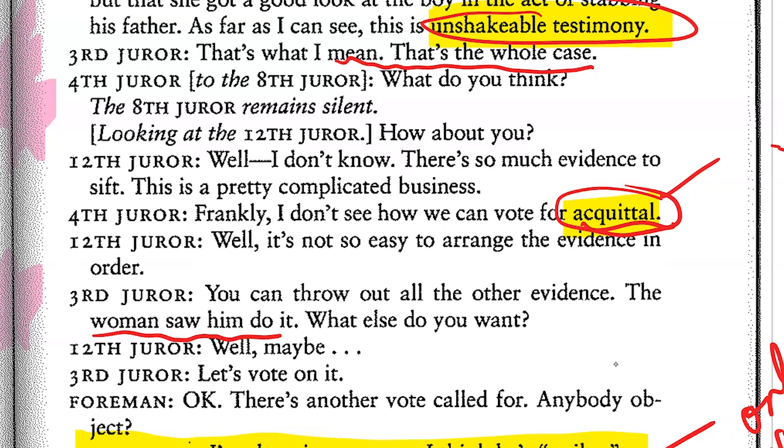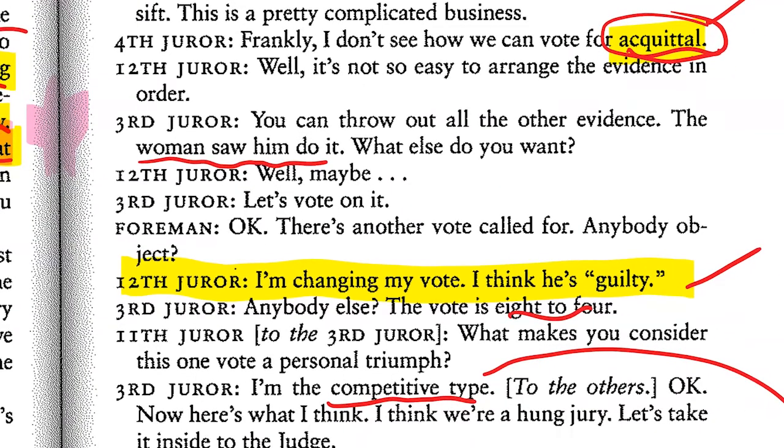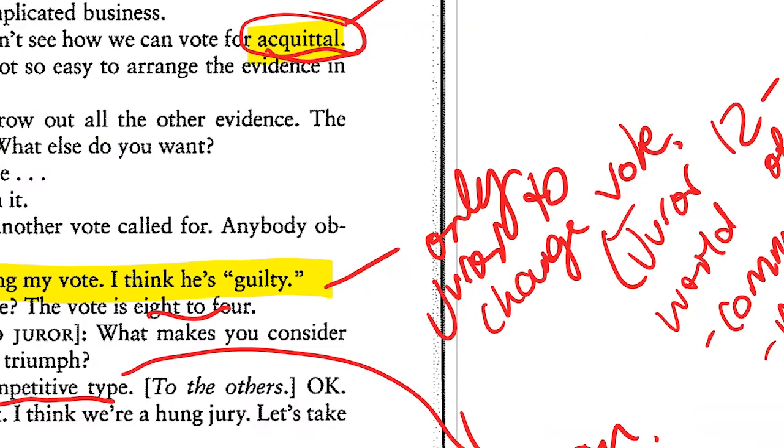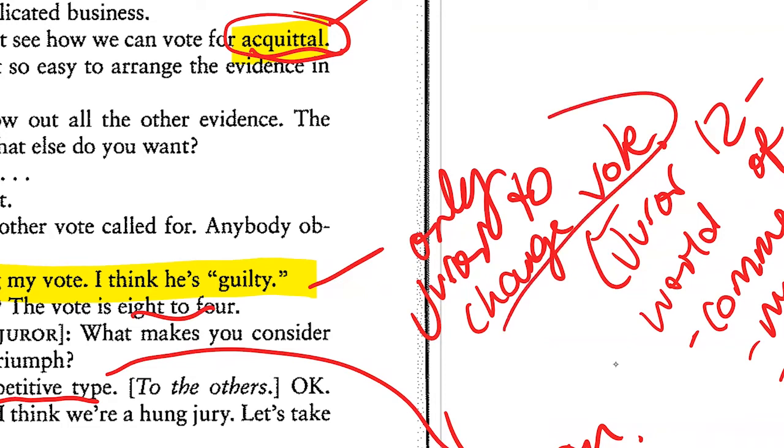Acquittal, when you acquit someone, you let them off. You say not guilty. And then at this point, juror 12 changes his vote. No, that's right. I'm changing my vote back to guilty. Okay. And here's the only juror to change his vote, to go one way, then the other. So he goes guilty, not guilty, guilty, and he's going to come back to not guilty again.